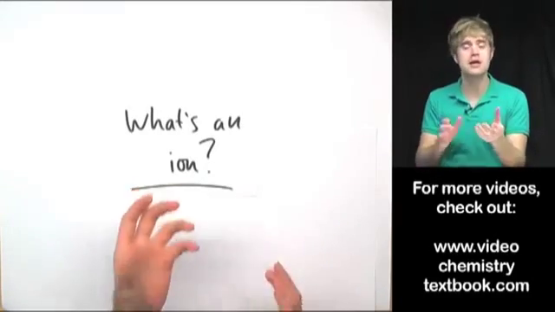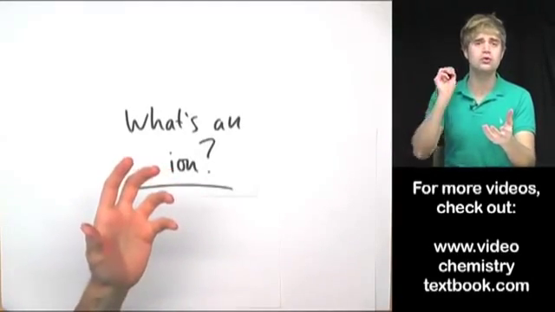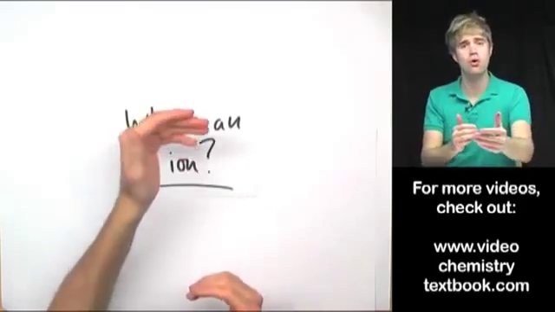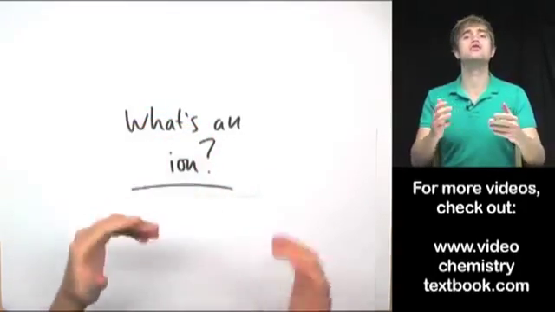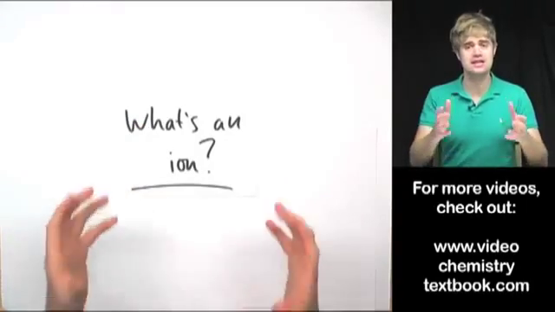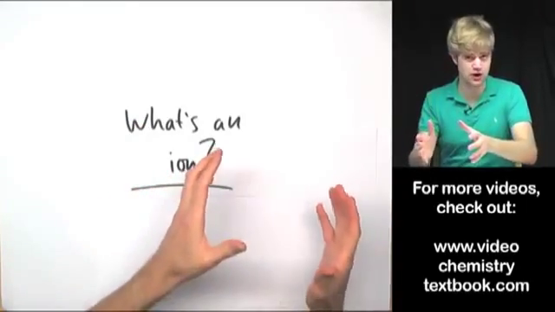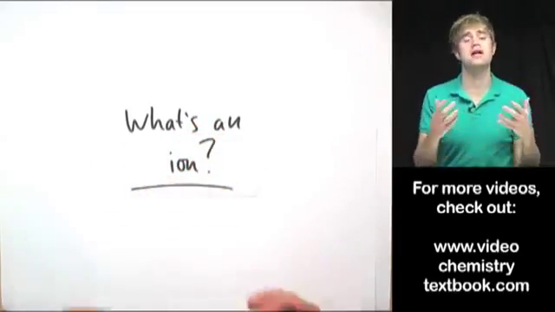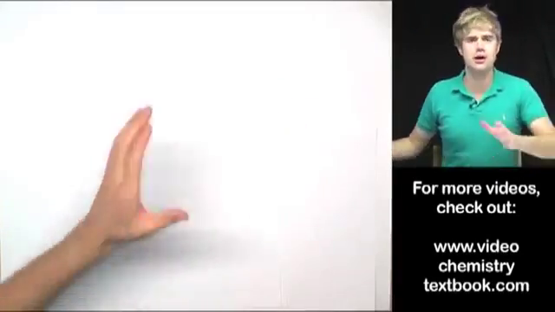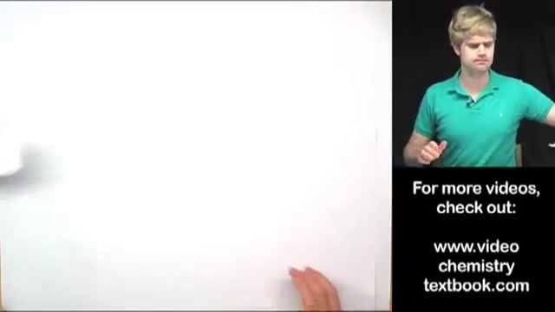But sometimes an atom can gain or lose electrons so that it gets more or fewer electrons and protons, and then the numbers don't balance out anymore, and it's left with more negative charge because it has more electrons, or it's left with more positive charge because it has more protons. Let me give you a couple examples of how this happens.